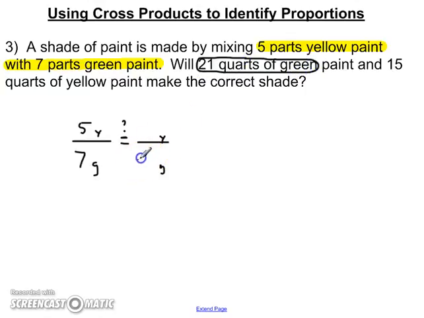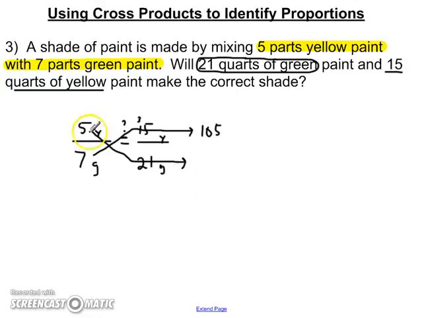So my 21 is going to go in the bottom, and we have 15 yellows. Again, you may look at this and automatically know yes or no, but I'm going to use my cross products just to check and verify. So 7 times 15, well, 7 times 5 is 35. Carry a 3, 7 times 1 is 7, plus 3 is 10, 105. If I cross multiply the other way, 5 times 1 is 5, 5 times 2 is 10, 105. So you'll say yes, these are equal.